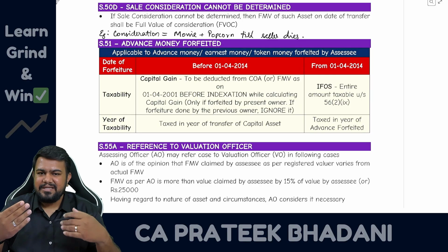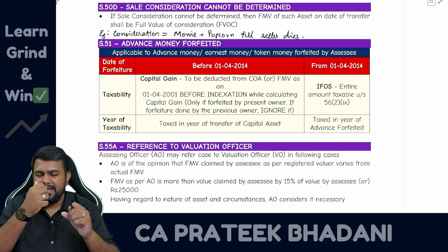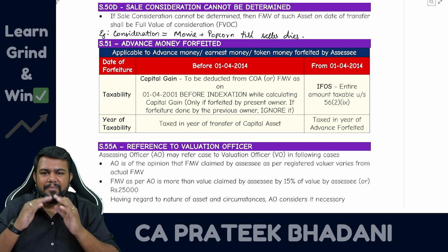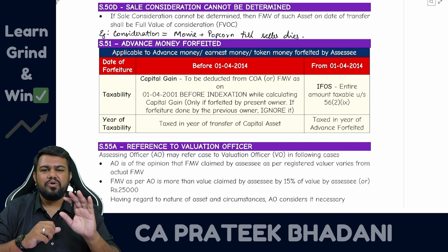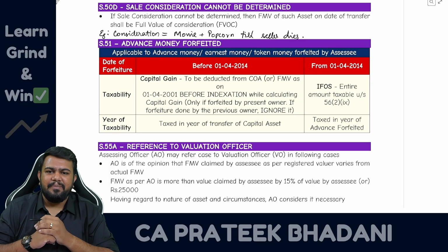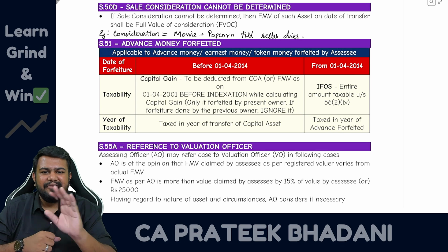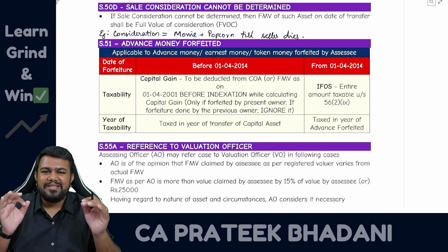Whenever a sale transaction is taking place, the seller will first take an advance from the buyer. Later on, the remaining payment also will be taken and the property will be sold. Sometimes, after giving the advance, the buyer will say, no, now I am not interested to buy your property. So the seller will tell, okay, you are not interested, but this advance I will not return to you. I will keep this advance with myself. This is called advance money forfeited.